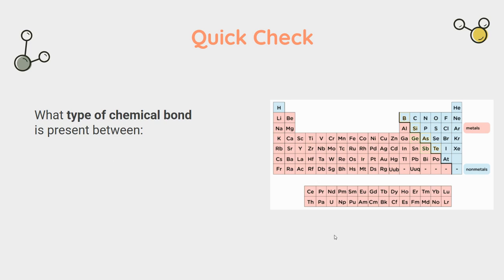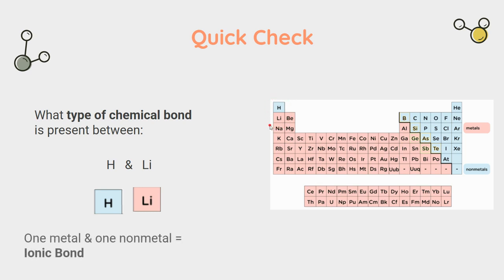Now for our last question, let's talk about hydrogen, or H, and lithium, Li. What kind of bond is present between hydrogen, H, and lithium, Li? What you'll find is both of these elements are in the top left corner. Hydrogen is a nonmetal and lithium is a metal. Because we have that mix of two elements, one metal, one nonmetal, we have an ionic bond.